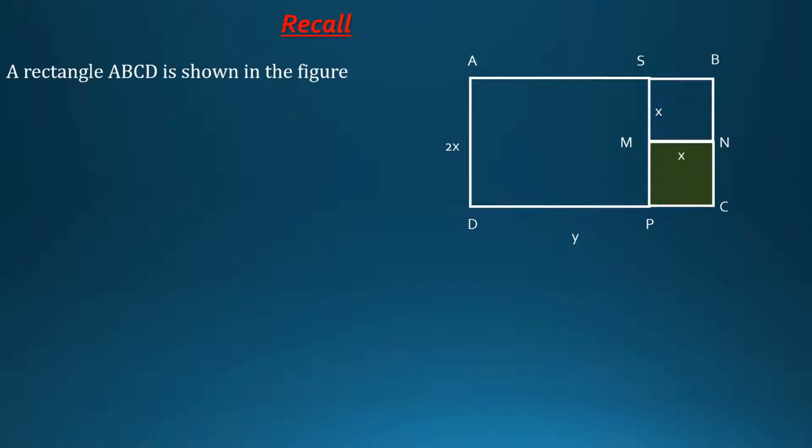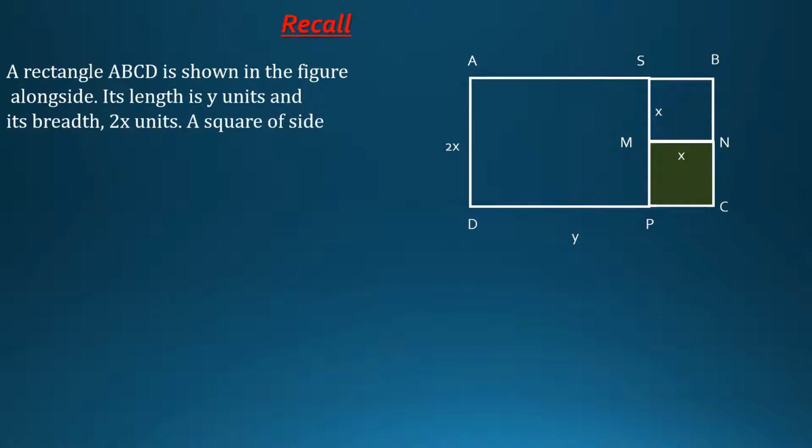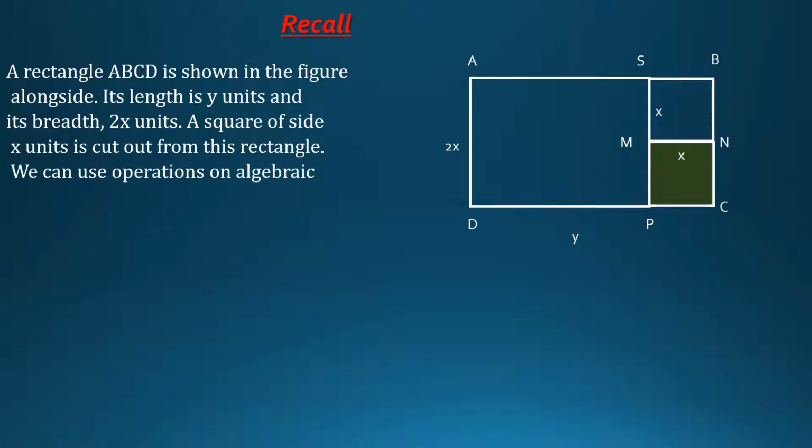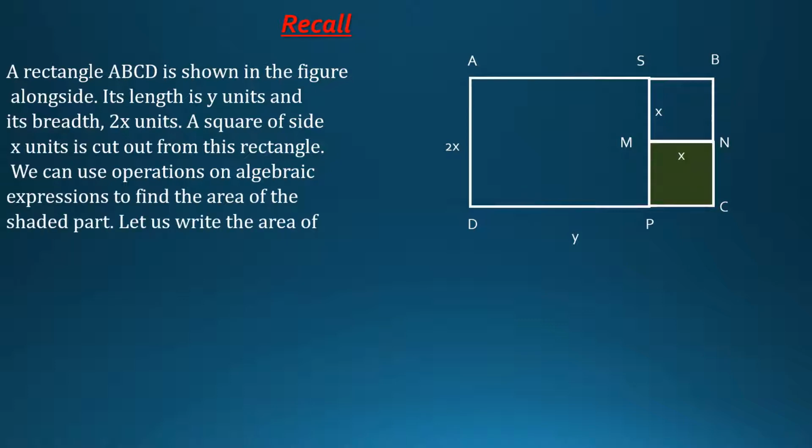The rectangle ABCD is shown in the figure alongside. Its length is y units and its breadth is 2x units. A square of side x units is cut out from the rectangle. We can use operations on algebraic expressions to find the area of the shaded part.